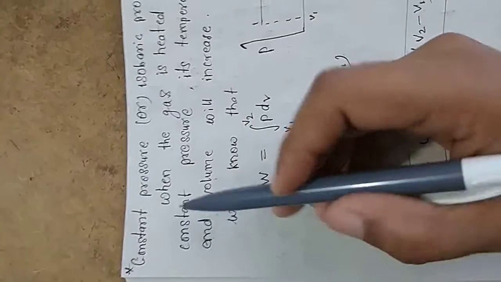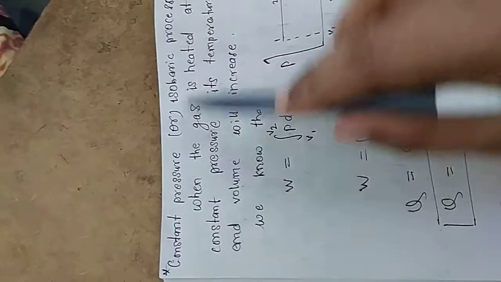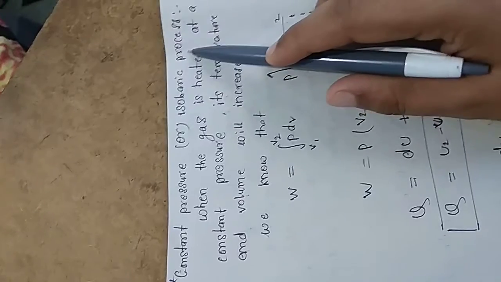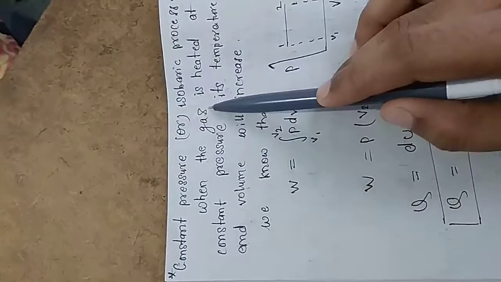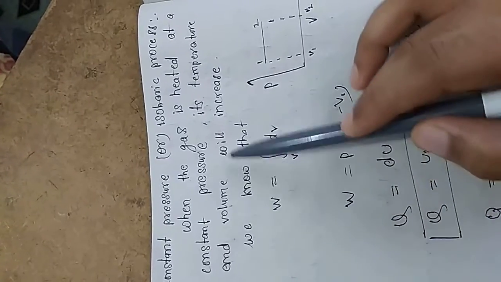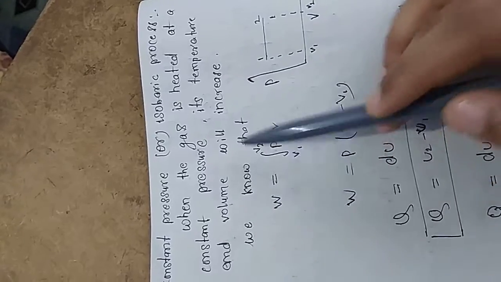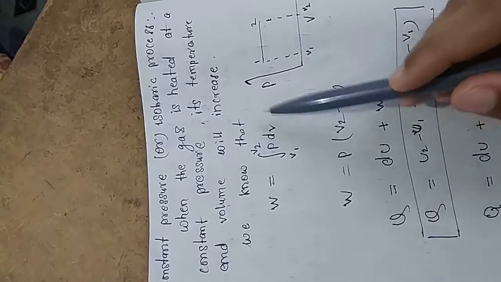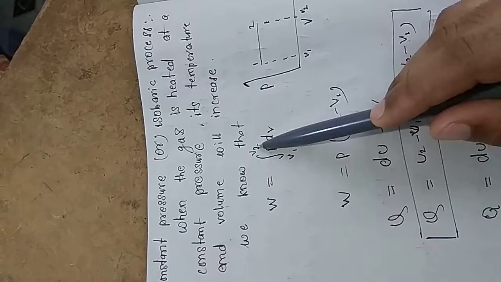Now we will discuss the second point, constant pressure. It's also called the isobaric process. When the gas is heated at a constant pressure, its temperature and volume will increase. We know that W is equal to PdV, so the change in volume is V1 to V2.